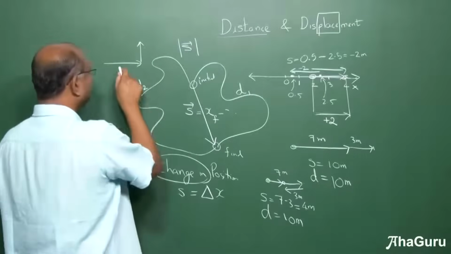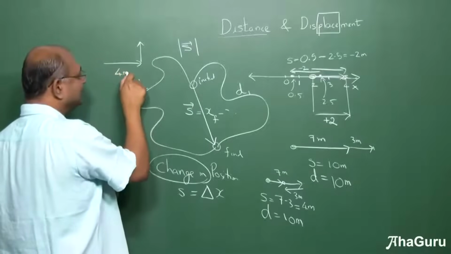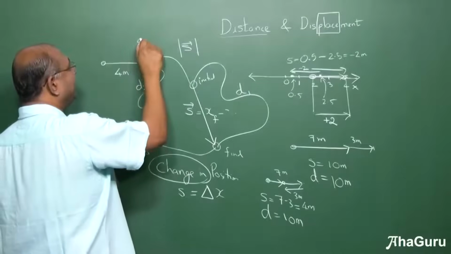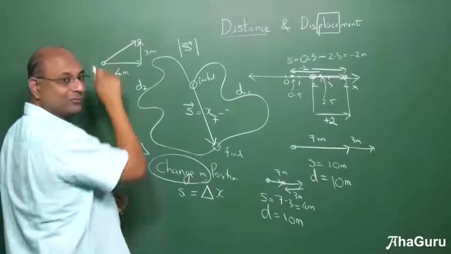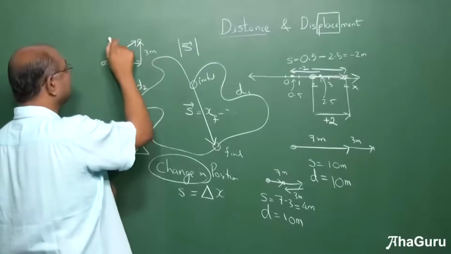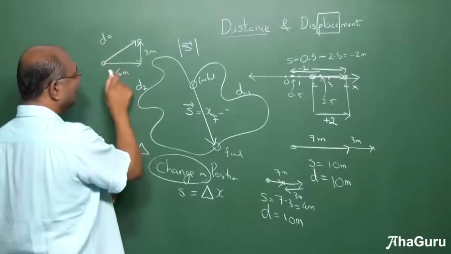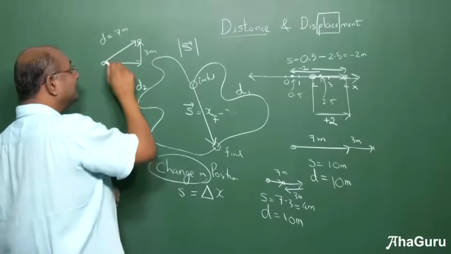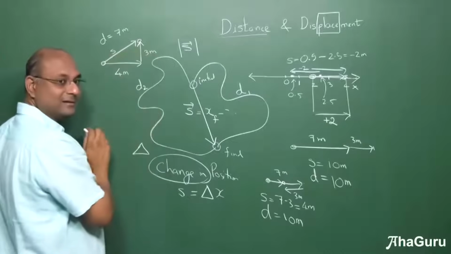Perpendicular. Let us say I move 4 meters like this. And I move 3 meters like this. So my displacement is this arrow. My distance is, how much is my distance? 7. How much is my displacement?